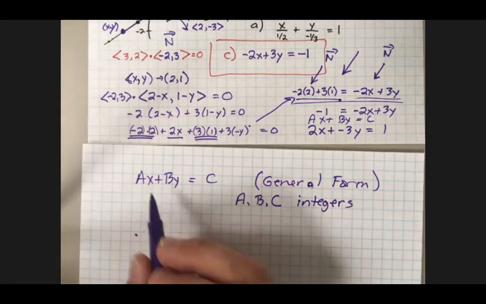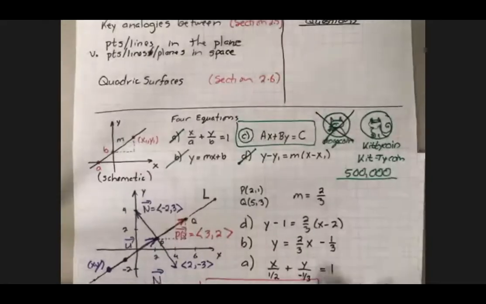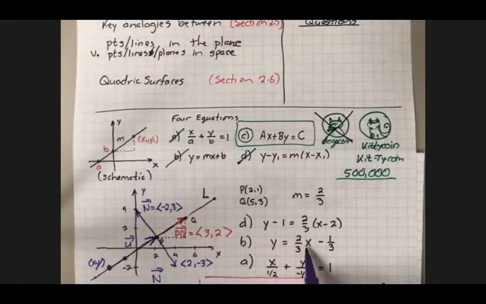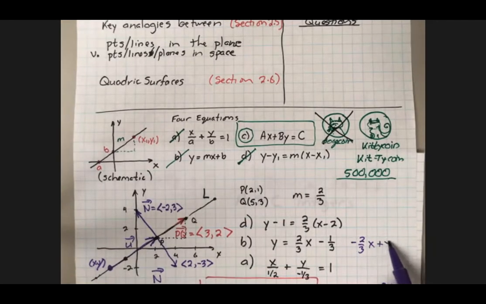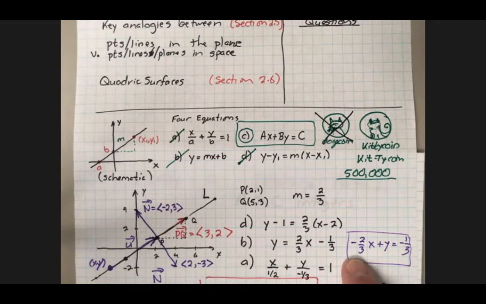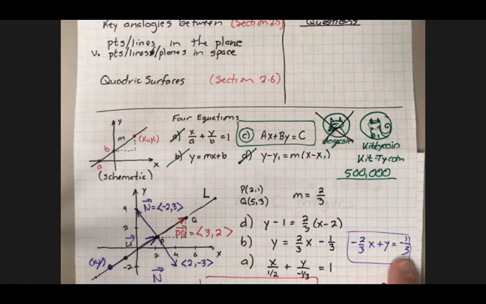I understand you could have taken equation B and moved the minus 2/3 x so that it appears, say, as negative 2/3 x on the left. Then you would have had negative 2/3 x plus y equals negative 1/3. Now, someone could say that that's general form, but it's not, for two reasons. General form does not have fractions as coefficients, because fractions as coefficients are distracting.